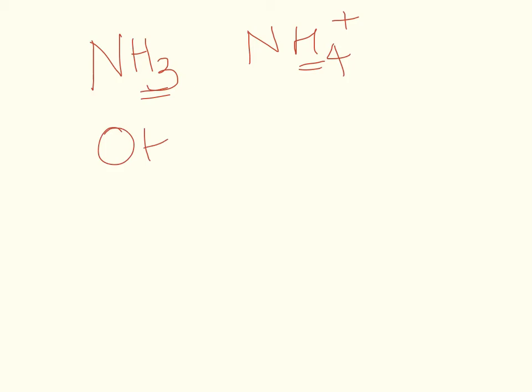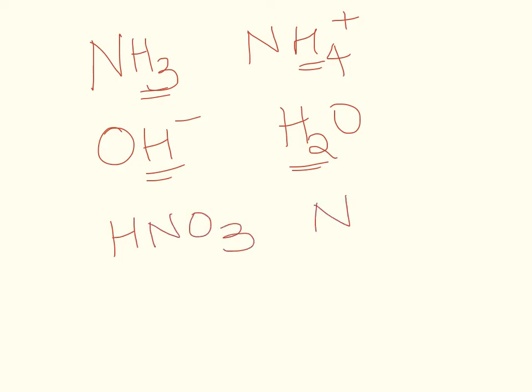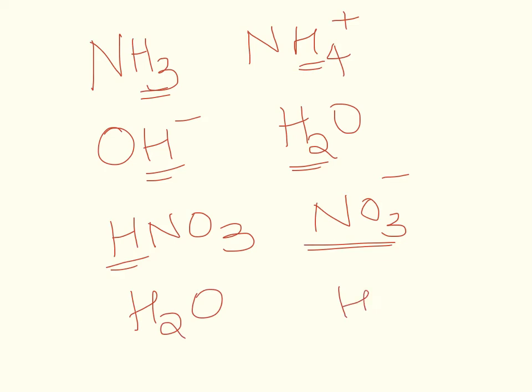Now, the second point that I want you to observe is, like I showed you a couple of slides ago, NH3, NH4 plus. This one has 4 hydrogens, 3 hydrogens. OH minus, H2O, 2 hydrogens, 1 hydrogen. In the case of HNO3 reaction, right? HNO3, NO3 minus, 1 hydrogen, no hydrogens here. H2O, H3O plus, 2 hydrogens, 3 hydrogens.